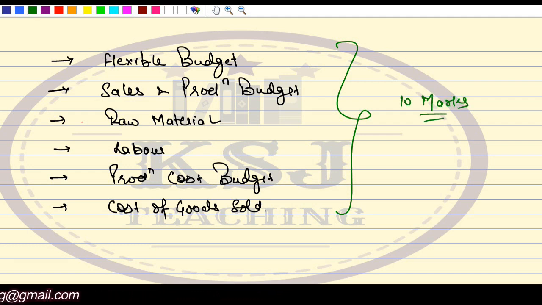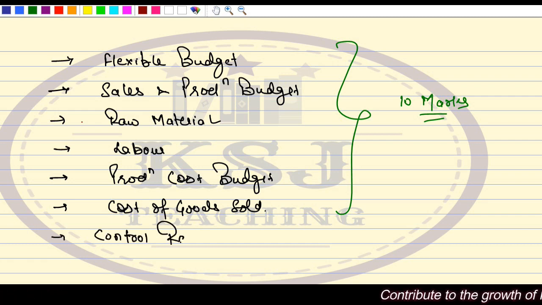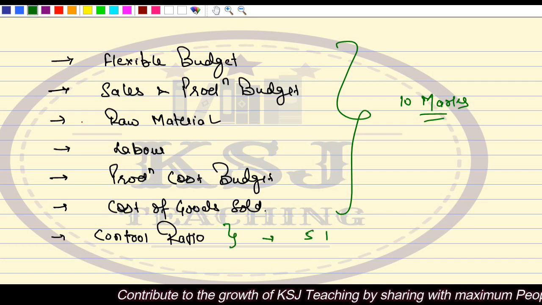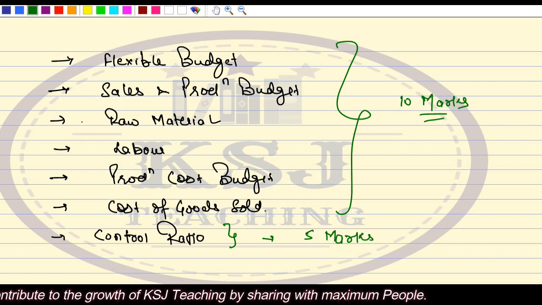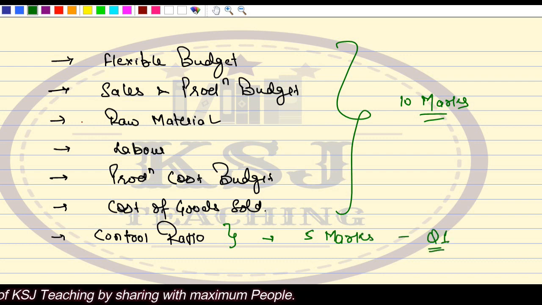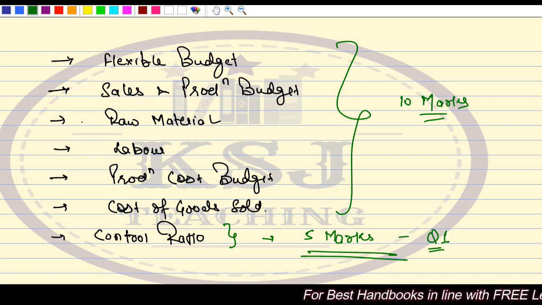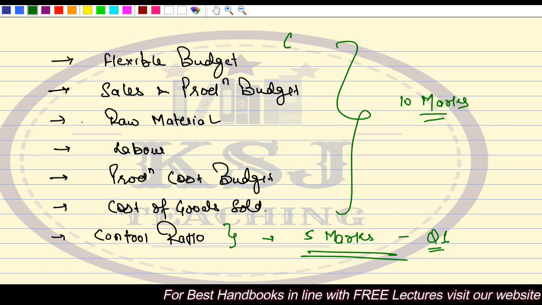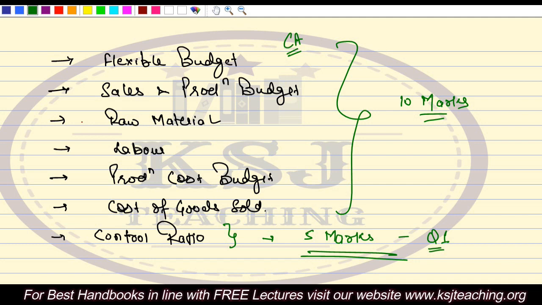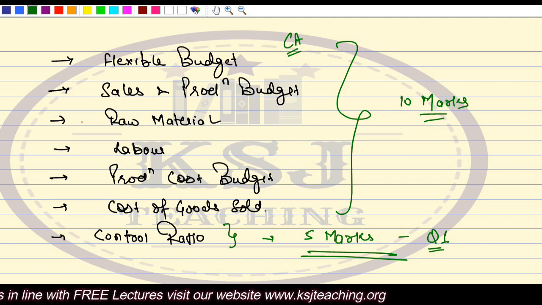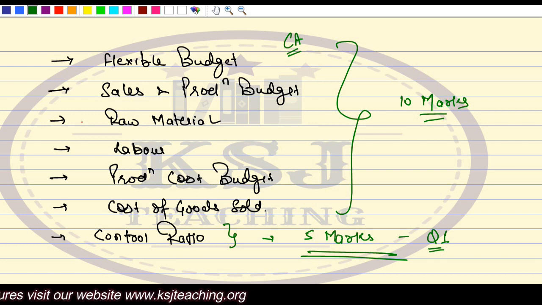And if we talk about the control ratios, again, you need to do these control ratios. Do not skip this topic, because it has been asked multiple times. This has been asked for 5 marks normally, right? And in the 5 marks, normally it is asked in question number 1, that is a compulsory question. I'm talking about the CA exam pattern. In the CMA, this might change, or for any other subject. This is the pattern for a CA student, but these are the important budgets that you have to cover.